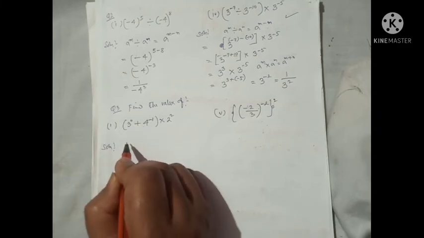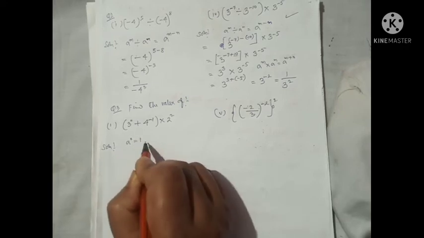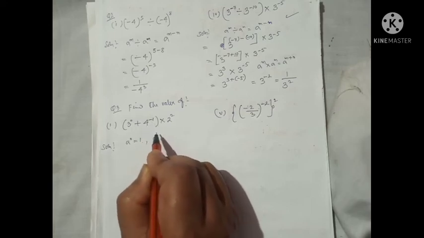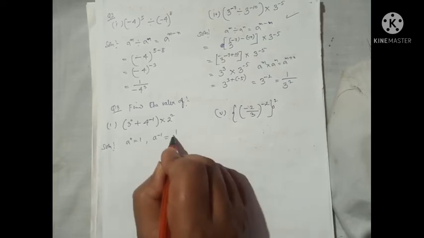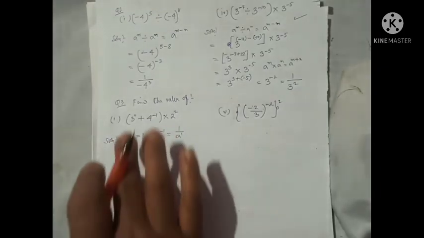Let's see, a to the power 0, then the answer will definitely be 1. Here comes a to the power minus 1, that is a negative exponent. If there is a negative exponent, then we have to write it like this, 1 by a to the power 1. These are the two things that we have used in this question number 1.